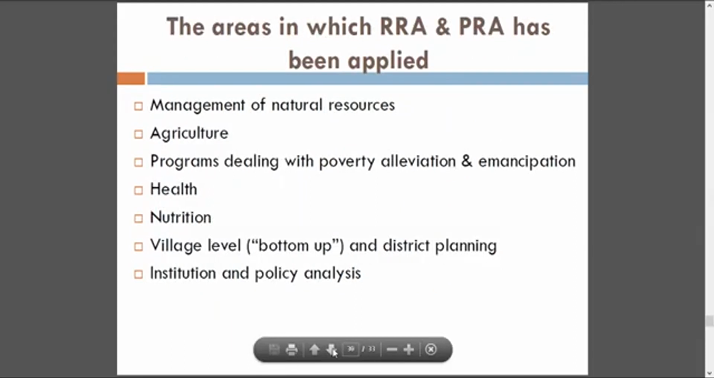Okay, the areas in which these methods have been applied previously include management of natural resources like rivers, lakes, and forests, agriculture, programs dealing with poverty alleviation and emancipation of women mainly, or gender-related projects, health projects, nutrition projects, village level and district planning projects or activities, then institution and policy analysis. So these are the areas where these methods have been used, but they are continuously being adopted in other situations.